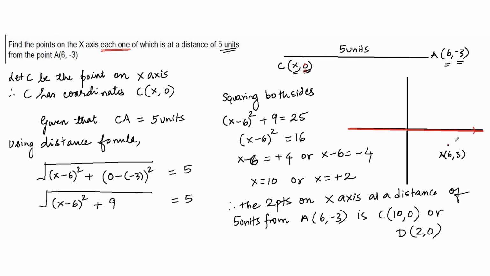That is, this length has to be 5 units, as well as this length should also be 5 units, right? Both these lengths have to be 5 units each. So one point is D of (2, 0) and the other point is C of (10, 0). This is how we solve this particular question, and this is how I can geometrically show what we actually did in this particular problem. So pausing for a minute before taking up the next one.